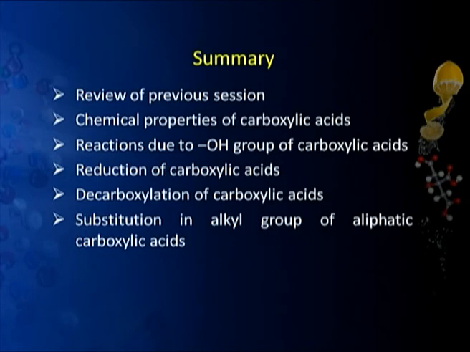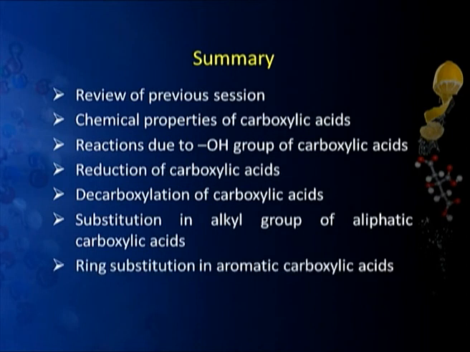We discussed the substitution in the side chain. In the alkyl group of aliphatic carboxylic acids, the reaction involved is the Hell-Vollhard-Zelinsky reaction, where alpha halogenation occurs, and aromatic carboxylic acids undergo ring substitution. That is all about the chemical properties of simple carboxylic acids. In our next session, we will discuss some substituted carboxylic acids like hydroxy acids and haloacids.